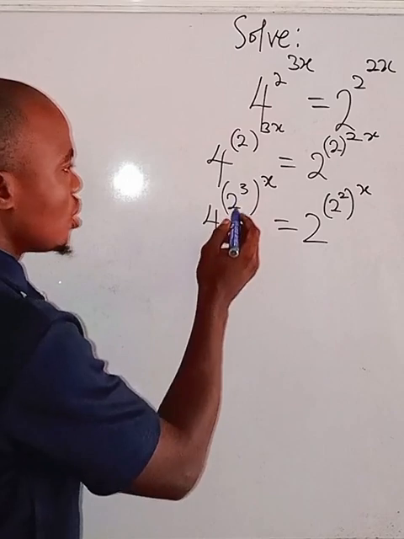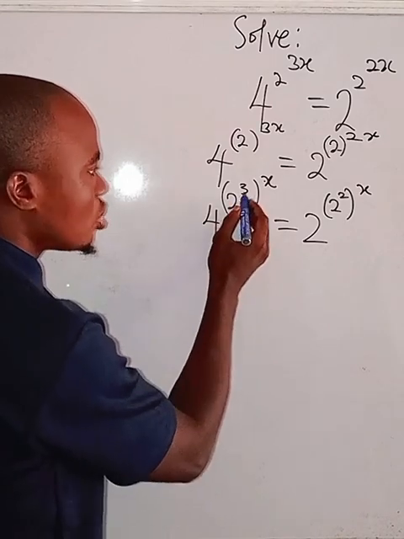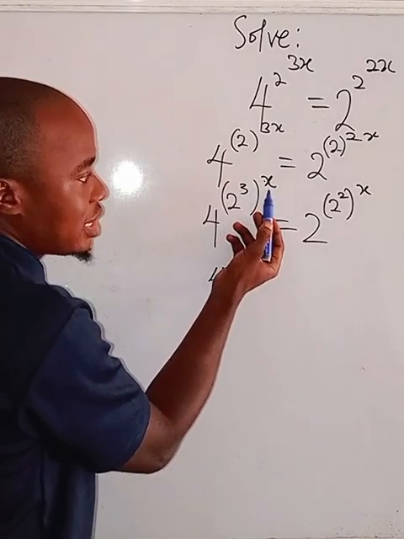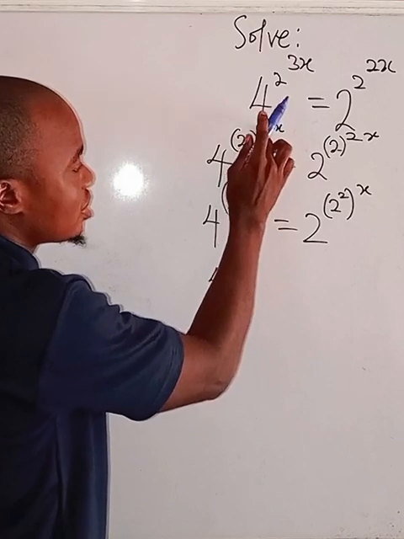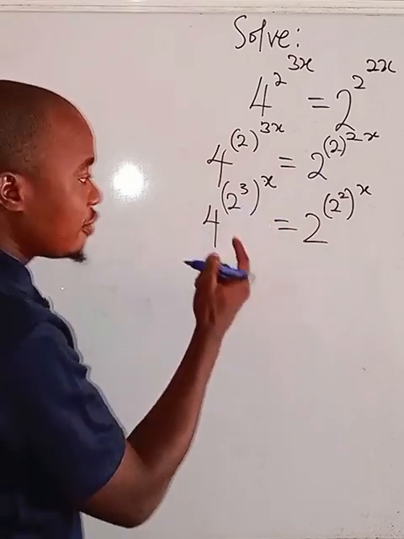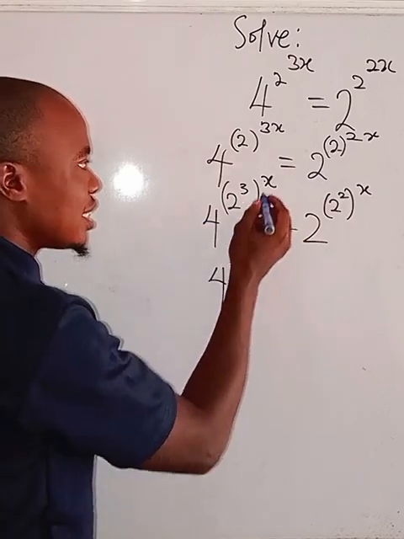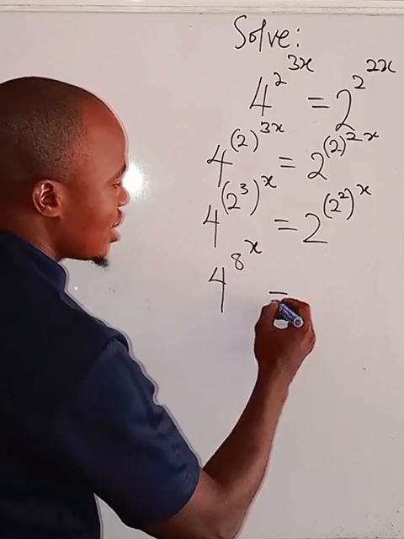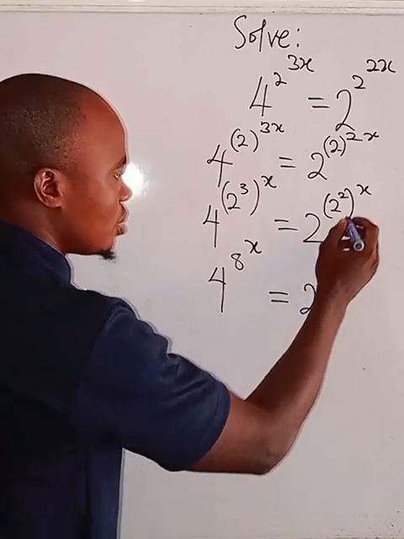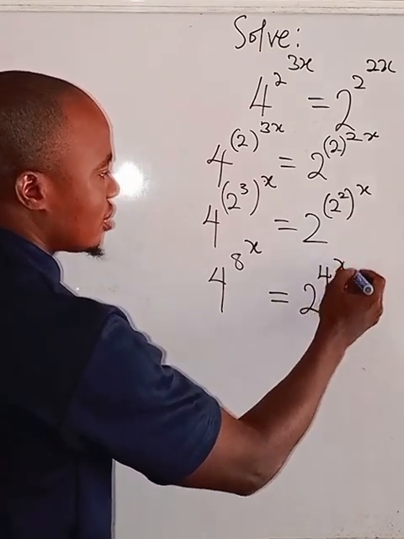Now, we're going to have 4 to the power of 2 to the power of 3. You know how we got this? This 3 can actually multiply this x, and we are going to have 3x. Do you understand? And also the same thing here. So we're going to have 2 to the power of 3, which is 8, then to the power of x, then equals 2 to the power of 2, which will give us 4. We have 4, then to the power of x.